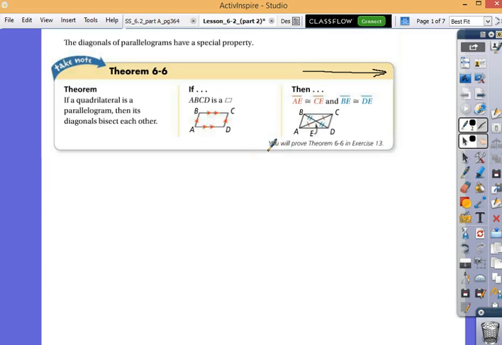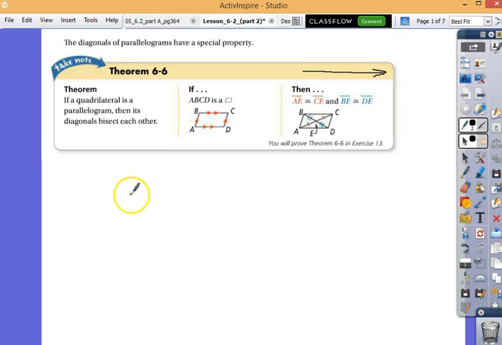So today we're going to talk about more facts about parallelograms. If you remember in problem number 13 from last night's homework, we did a proof. And the proof proved that when you had a parallelogram, you have diagonals that bisect. So now we have a theorem that states that.